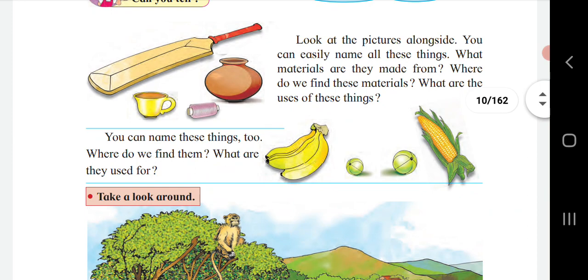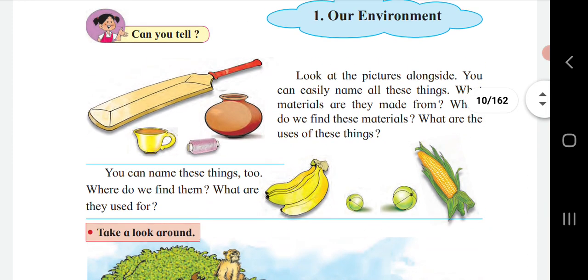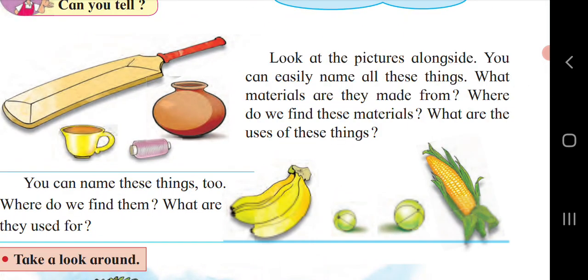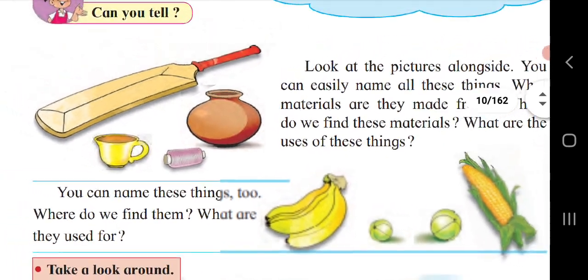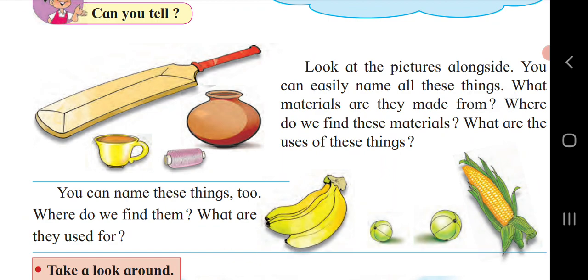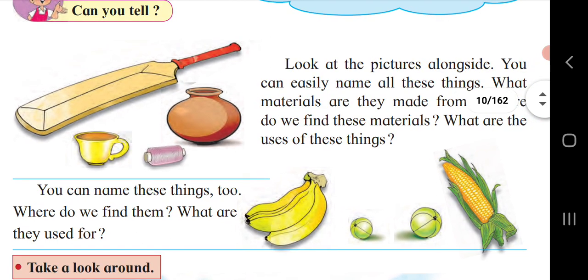Let's see what is given in this chapter. The first content they had given here is, can you tell? Look at the picture alongside. You can easily name all these things. What materials are they made from? Where do we find these materials? What are the uses of these things? Let's see what they had given here. They had given a bat. A bat is made up of wood. We get wood from trees.